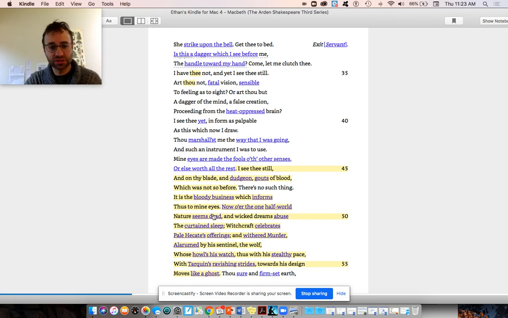He says nature seems dead and wicked dreams abuse the curtained sleep. And why is it curtained? Well, it's like when you're sleeping, you're behind a curtain and then you have these wicked dreams. And one interesting idea maybe is that the curtain is like a curtain in a playhouse. So maybe that's part of the idea. And then he's saying witchcraft celebrates pale Hecate's offerings. This is an important idea for later, but we've seen these witches, and what do they celebrate? Well, pale Hecate is the goddess of witchcraft. She is called Hecate, and we're going to even meet her later in the play.